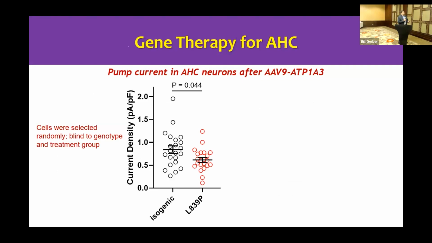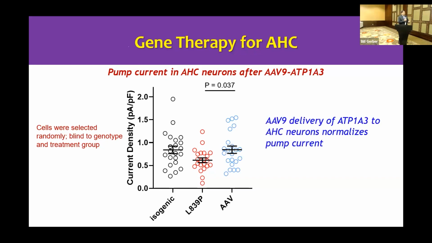And then in the cells that we treated with the virus, which we had to select randomly because we have no way to tell which cells were infected and which ones were not, we still saw, despite all that, an increase in the amount of pump current, nearly back to normal levels. So this suggests that we can introduce a copy of ATP1A3 using the AAV virus in cultured neurons and more or less restore normal pump current.